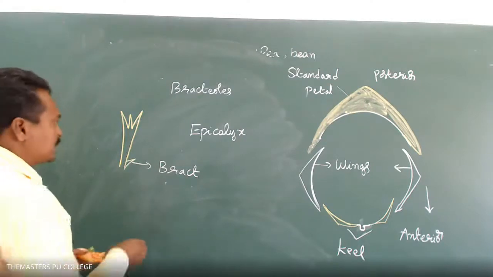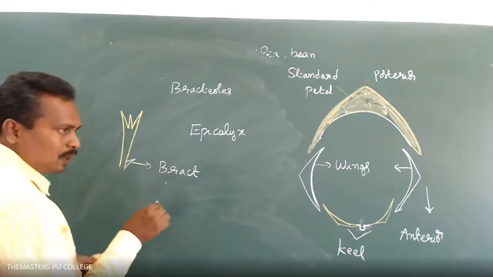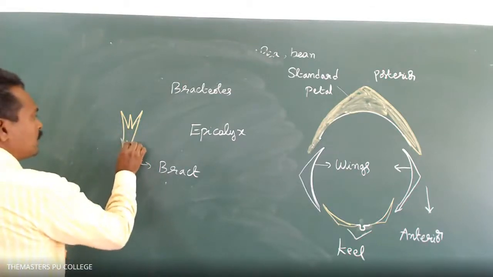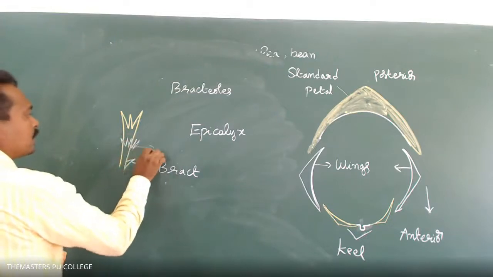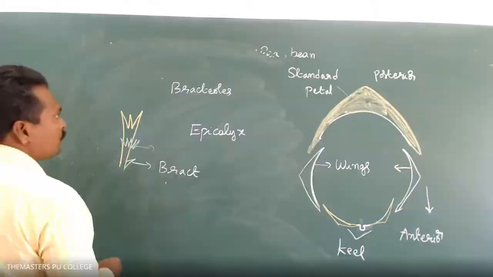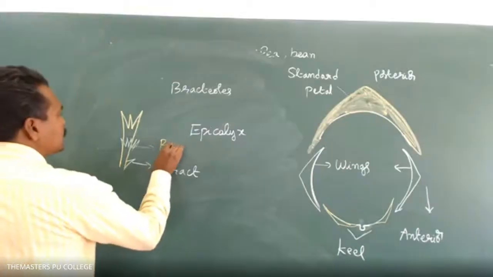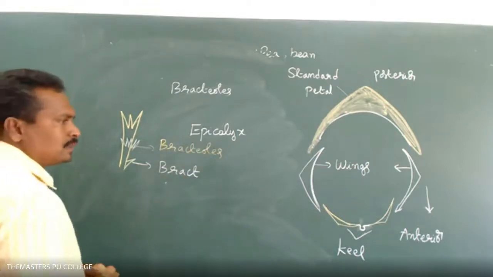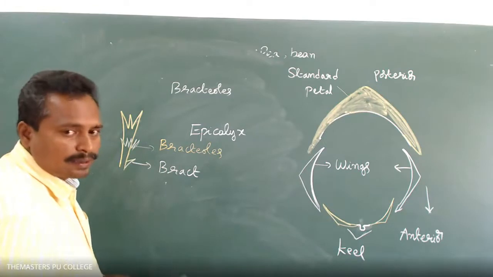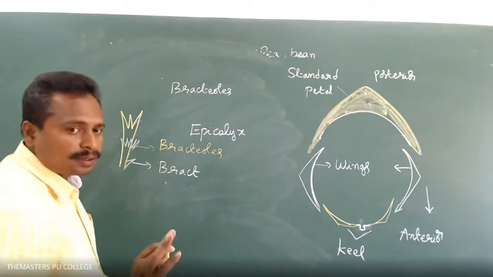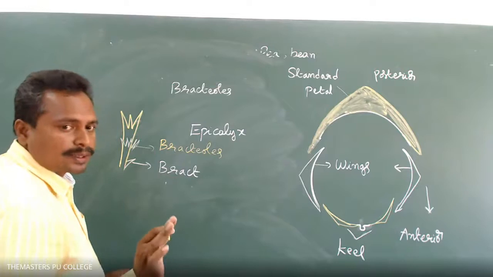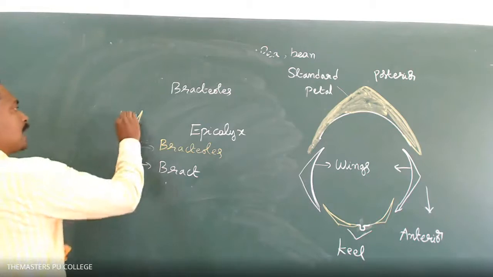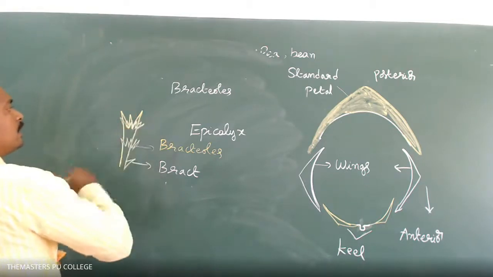In some plant species, small leaf-like structures are present just above the bract. These are called bracteoles. Generally, bracteoles are not given in NCERT. No need to write. Epicalyx is also not there in our syllabus. If the bracteoles are attached to the calyx, that is called epicalyx.